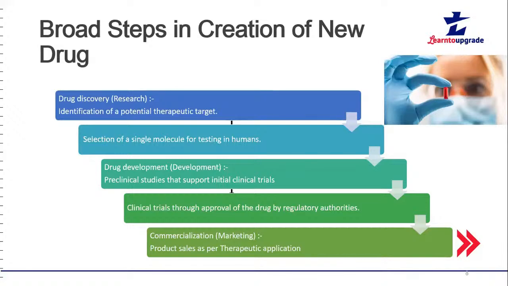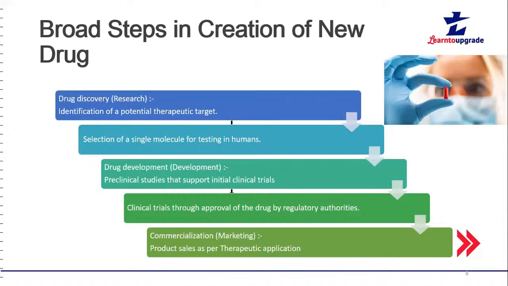The other thing, the third box actually needs to come earlier, and the second comes after that, in the next third place. So there is some mismatch. Preclinical actually comes earlier. Then comes the clinical trial, and then through the approval of the drug by regulatory authorities. So drug review is going to be done by the regulatory authorities.